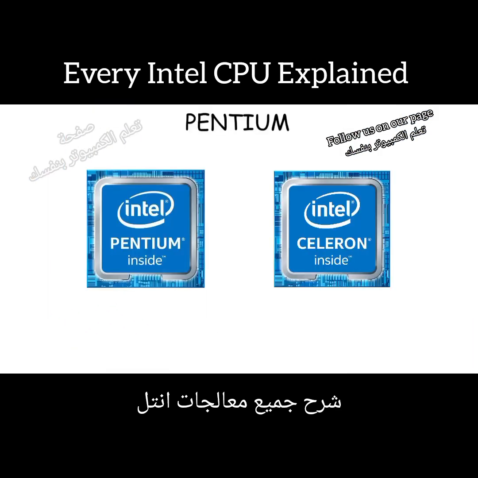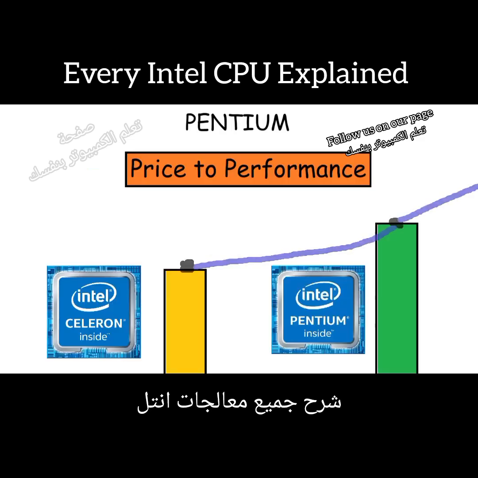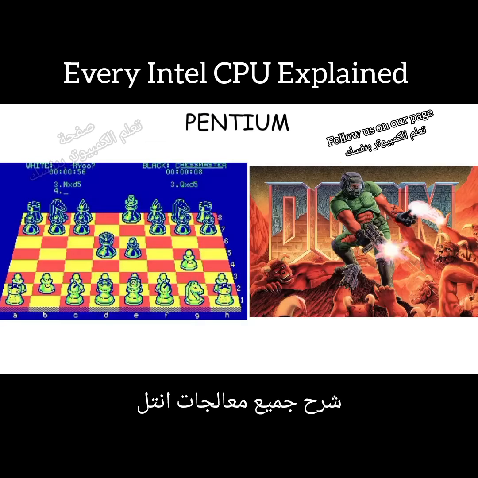Intel Pentium. Intel Pentium was basically the same as Intel Celeron. They both were weak and got discontinued in 2023. But the difference is, Pentium was slightly stronger and more expensive than Celeron, so you could open more browser tabs or run simple Office apps more smoothly. It could even handle some games like chess and the classic Doom game.